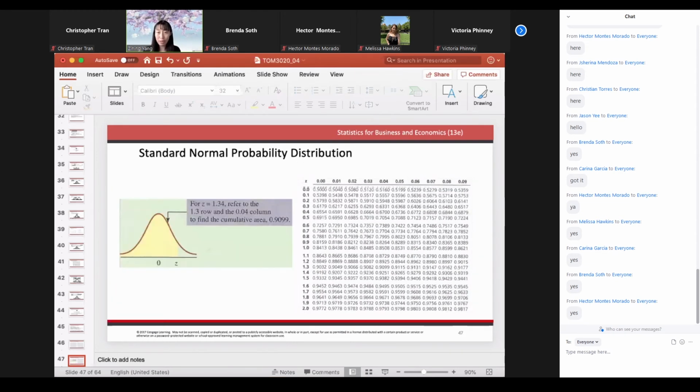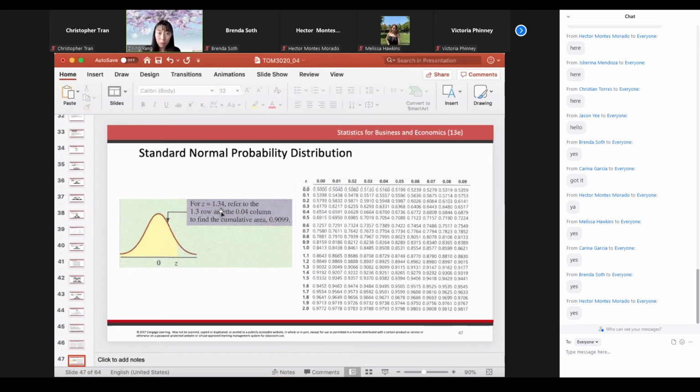Let me show you another example. If your z-score equals 1.34, right? Someone got a score higher than the mean, and then you do x minus mu divided by sigma, and you got, okay, z equals 1.34. How do you translate this into a probability, right? Or percentile?